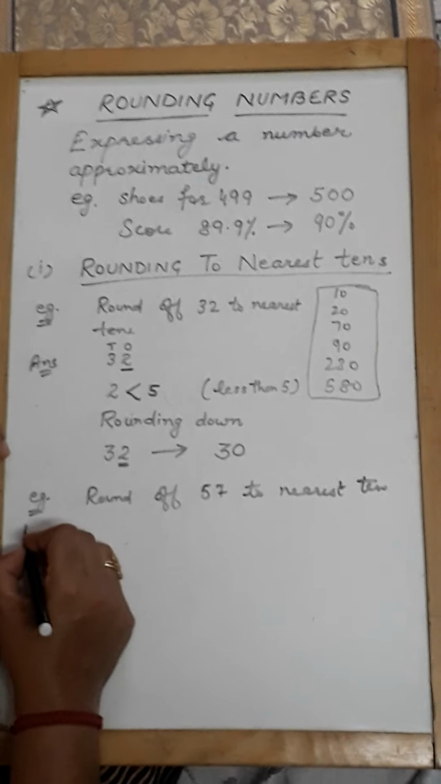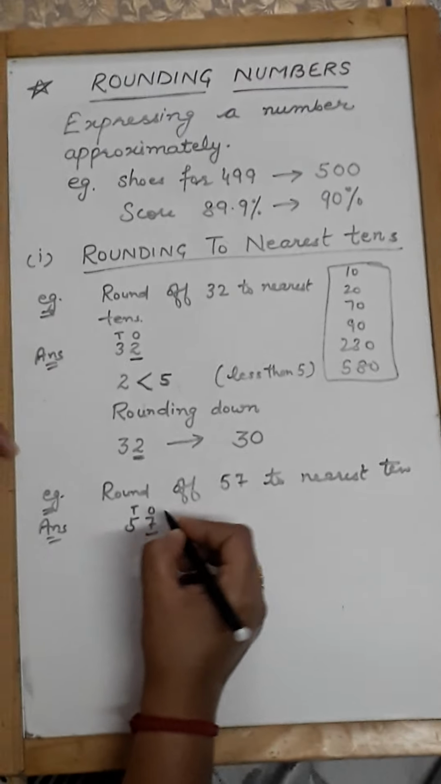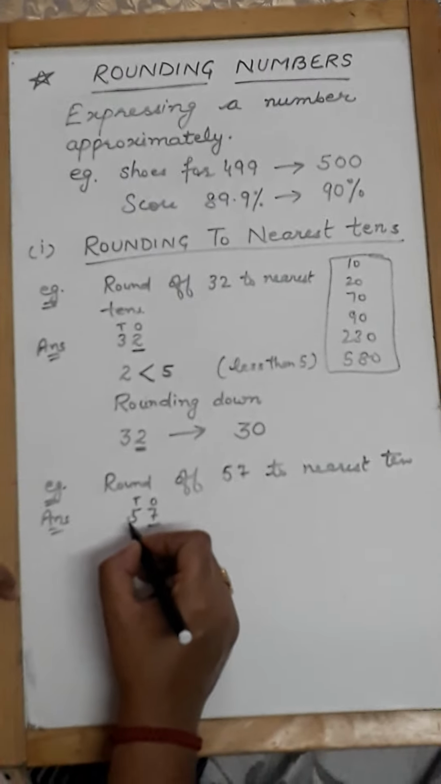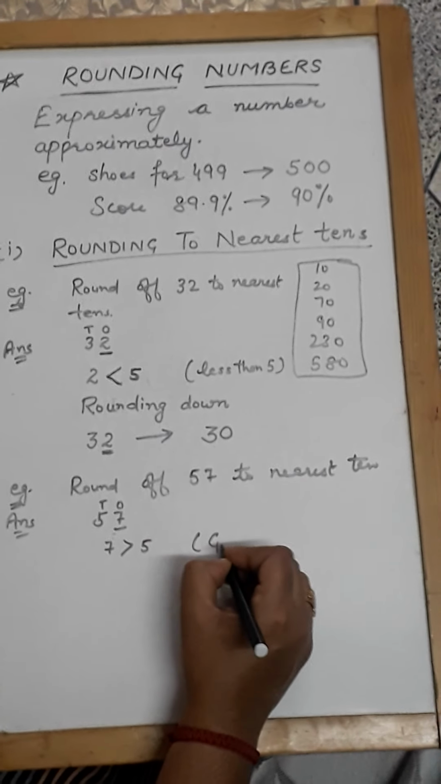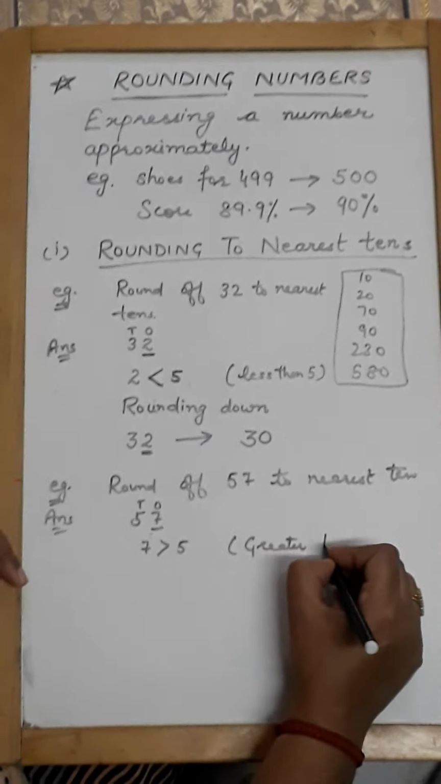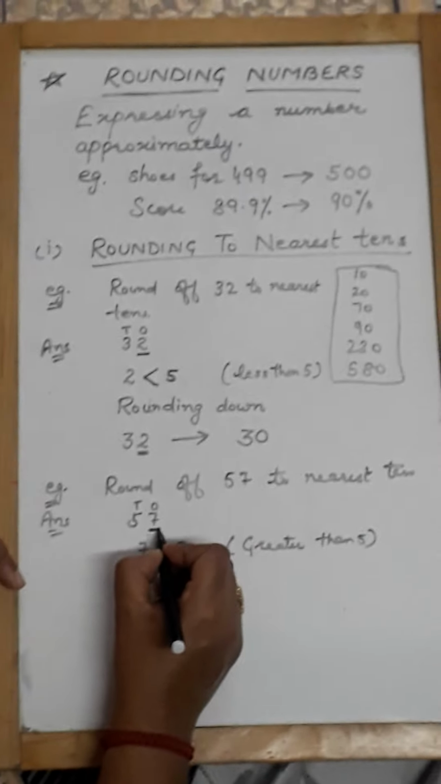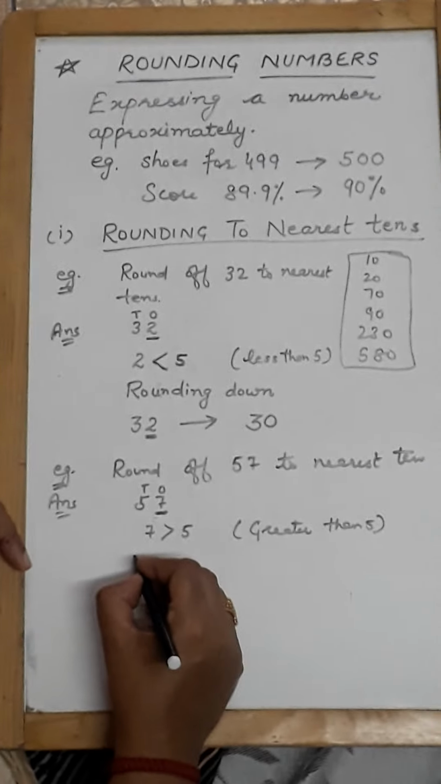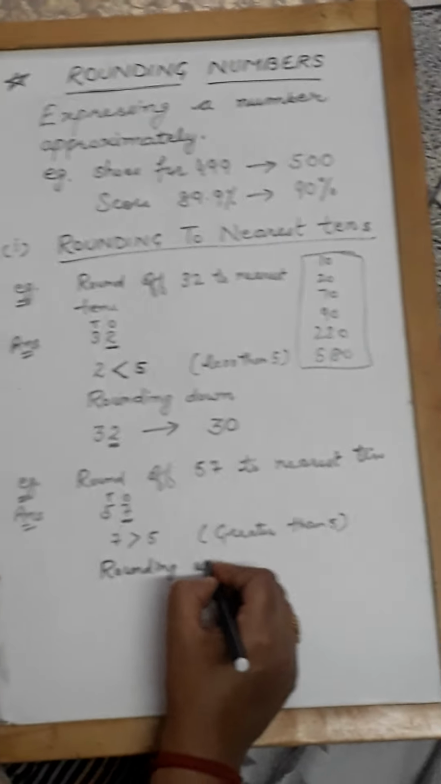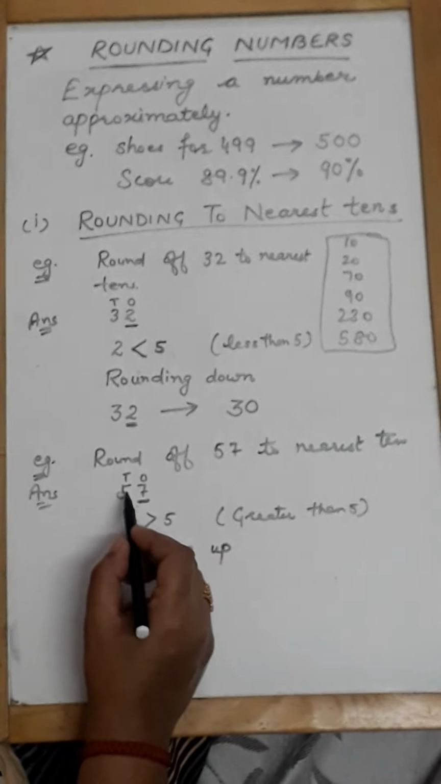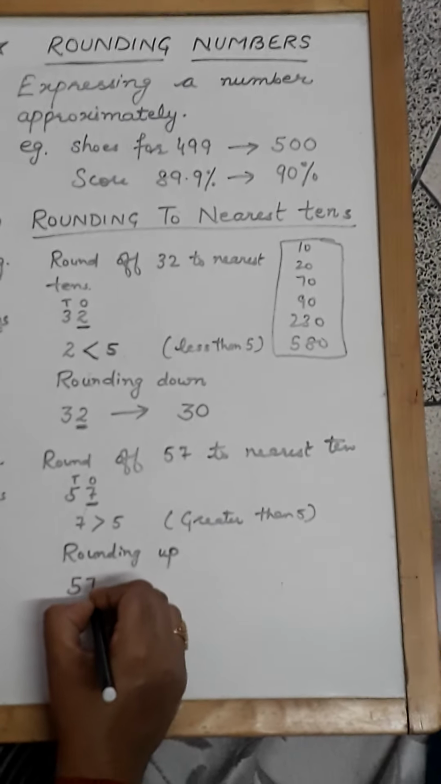Now in this part, the number at ones place is 7 and the number at tens place is 5. Now this 7 is greater than 5. In this case, if the number at ones place is greater than 5, then we do rounding up. Rounding up means in the table of 10, the number which comes after 57. So how do we do this?